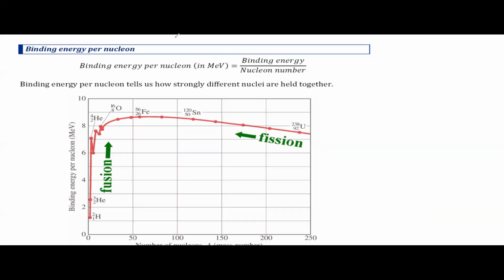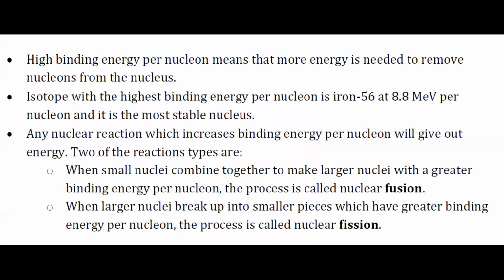Iron has the highest binding energy per nucleon, which is about 8.6 mega electron volts per nucleon. As you can see, a high binding energy per nucleon means more energy is needed to remove a nucleon from the nucleus, so the nucleus is more stable. The isotope with the highest binding energy per nucleon is iron-56, which is about 8.8 per nucleon, and it is the most stable nucleus.